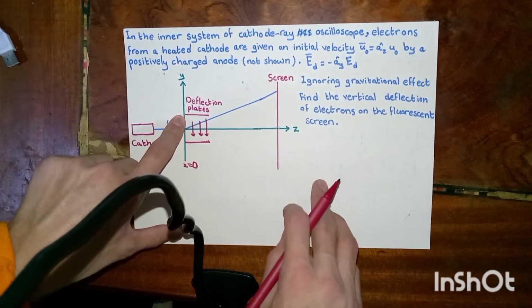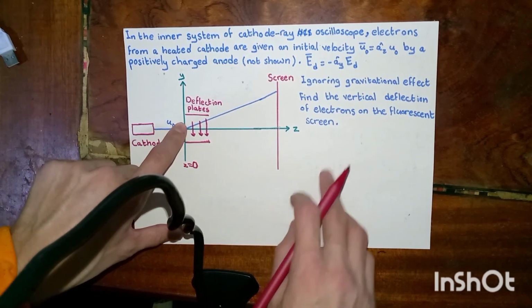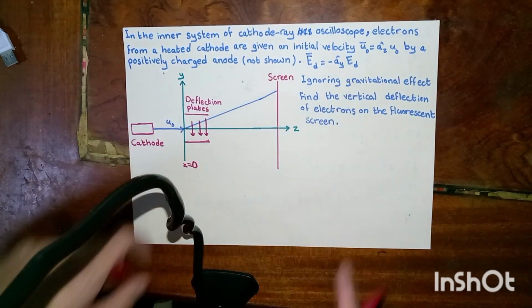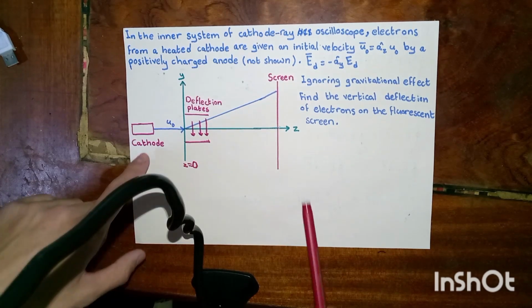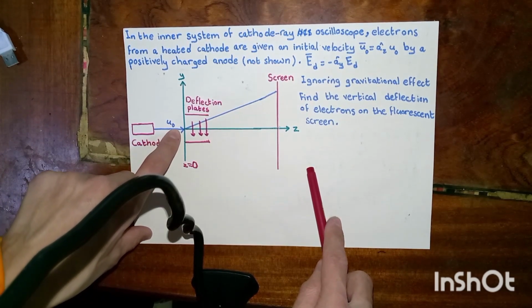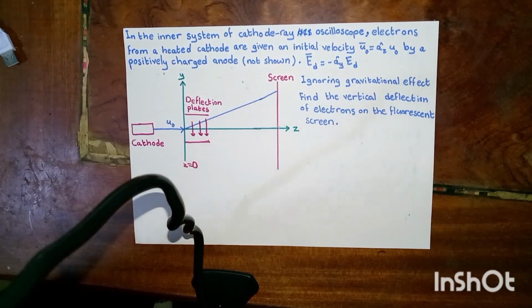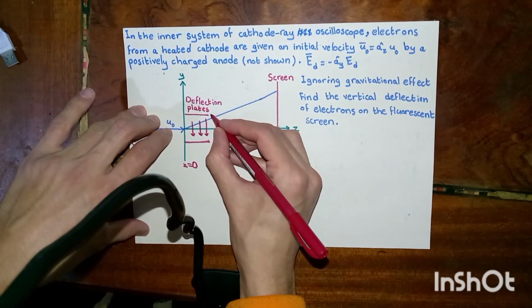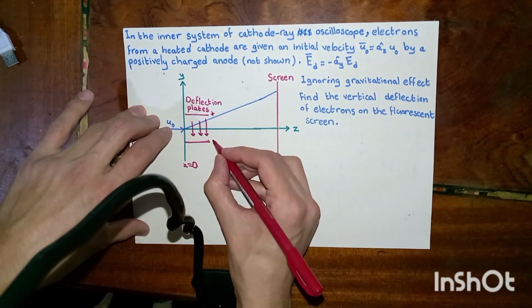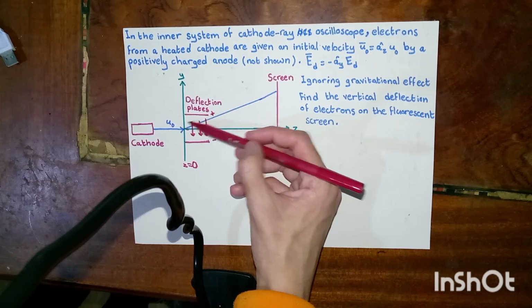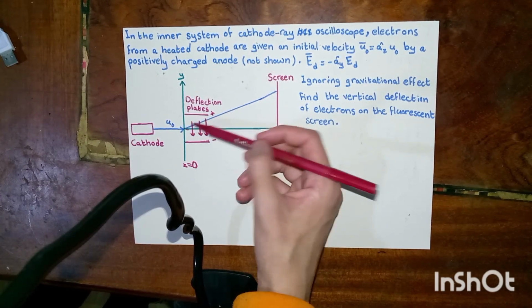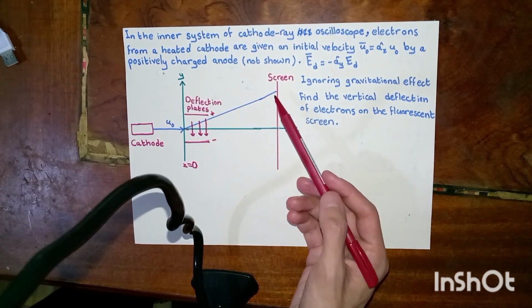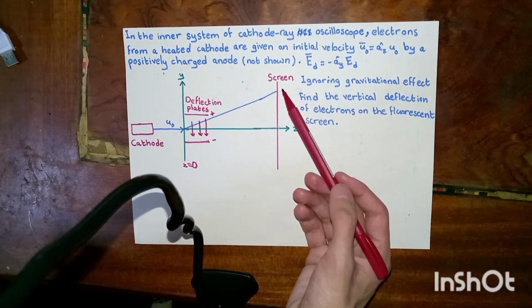Between these plates we have an electrical field which is downward, and this is the equation of the electrical field between the plates. It's toward the negative y direction. As the electrical field is downward, this plate is positively charged and this one is negatively charged. The electrons will start to travel with some deviated path, and at the end they will fall on some fluorescent screen.